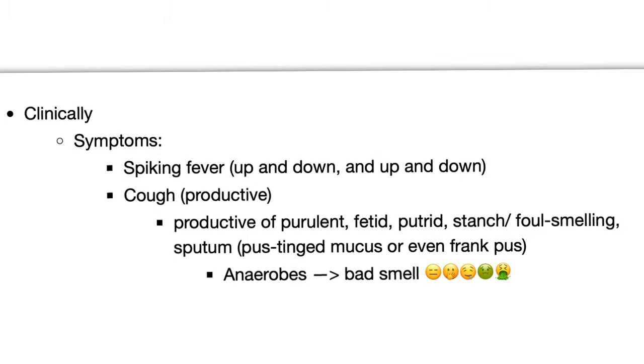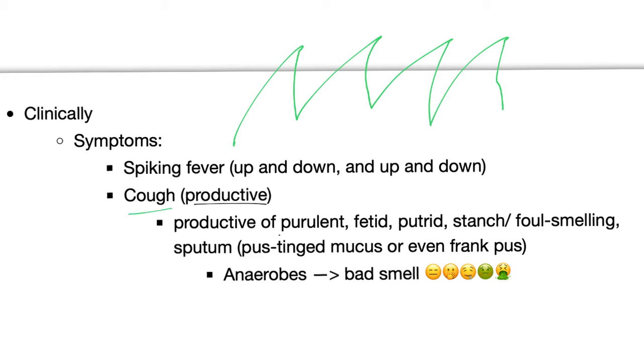Clinically, symptoms: spiking fever, they go up and down, up and down. Cough: is it dry or productive? It's productive of what? Purulent, fetid, putrid, foul smelling sputum, could be pus tinged, or even frank pus, not just mucus that's tinged with pus, just frank pus, baby. Anaerobes lead to bad smell.